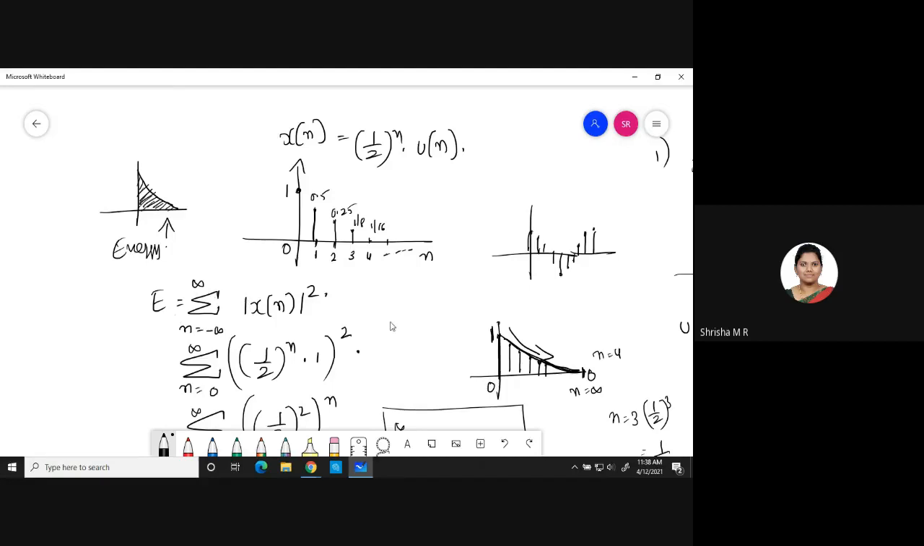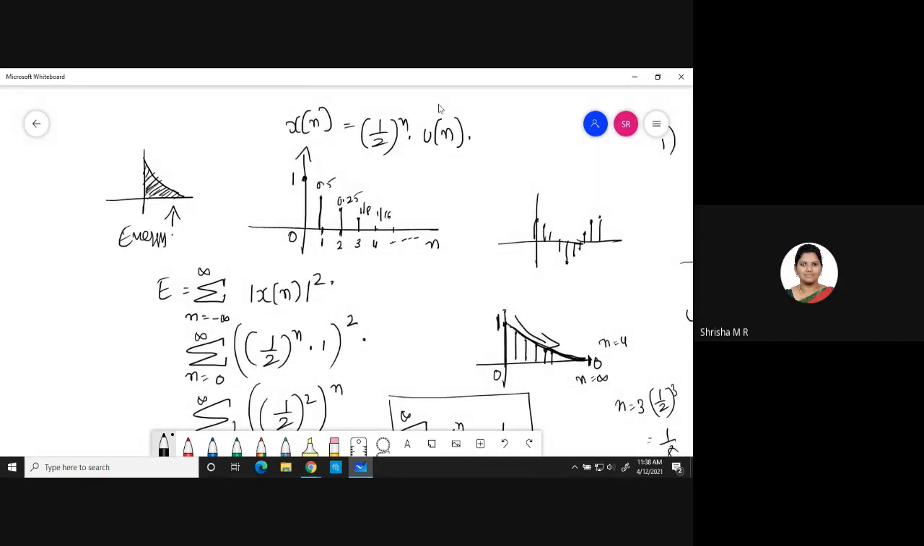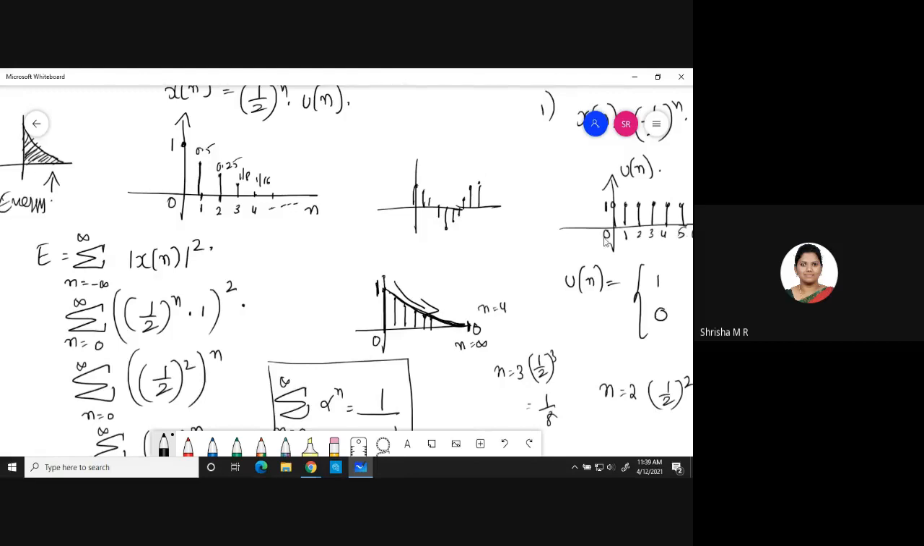So we go about finding the energy of this discrete time signal. The summation limits would be 0 to infinity because you have the unit step there, u of n. u of n is nothing but a signal which exists from 0 up to infinity with amplitude 1.